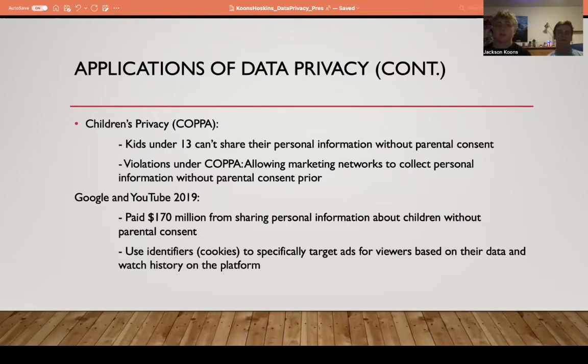A relevant example that we see is Google and YouTube in 2019. They paid out over $170 million in settlements for sharing personal information about children without prior parental consent. YouTube used identifiers, better known as cookies, to specifically target ads for viewers based on their data and their watch history on the platform.